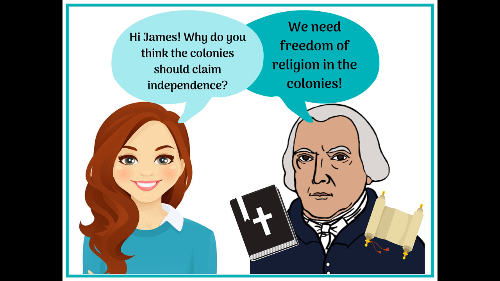Next, Professor Ross goes to Virginia to talk with James, who is a member of the Virginia House of Delegates. James does not like the fact that there is no freedom of religion in the colonies. This is because the government of England is directly linked to the Church of England. He believes America should have independence from England so people can have the freedom to practice any religion.